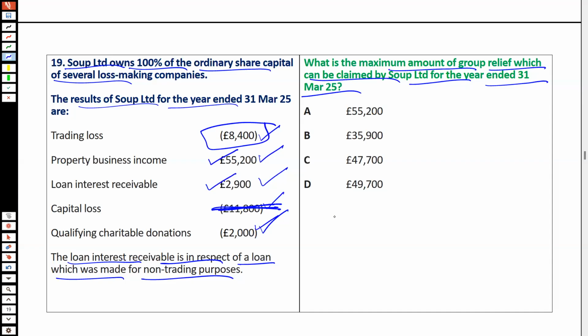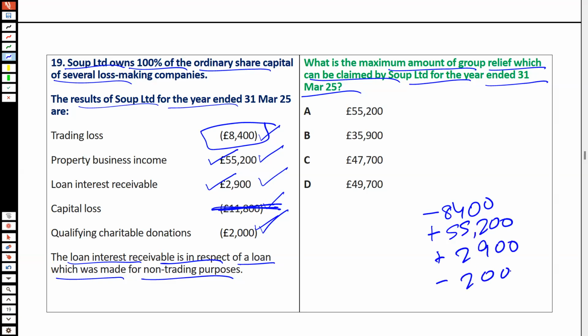Qualifying charitable donation 2000. So if I were to make a sum: minus 8400 plus 55,200 plus 2,900 minus 2,000. Whatever is the amount is the maximum amount of group relief which can be claimed by Soup Limited. So what is the maximum amount of loss which can be claimed by Soup Limited? That is 47,700.